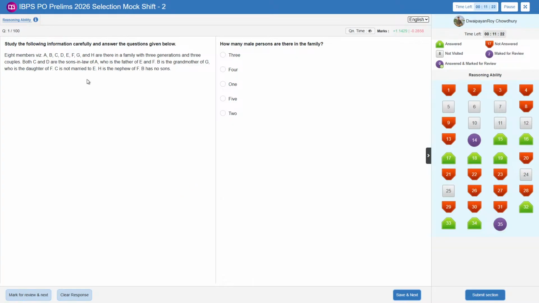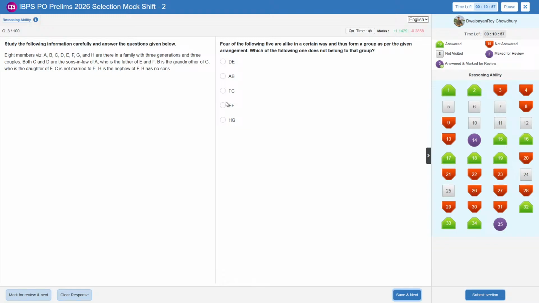Yeah, so it's done. 1, 2, 4, 8 male members there. So 1, 2, 3, 4. 4 male, 4 female. How is H related to G? H is cousin. DE couple, AB couple, FC couple, EF brother sister.